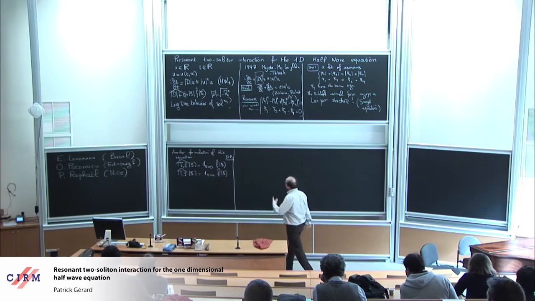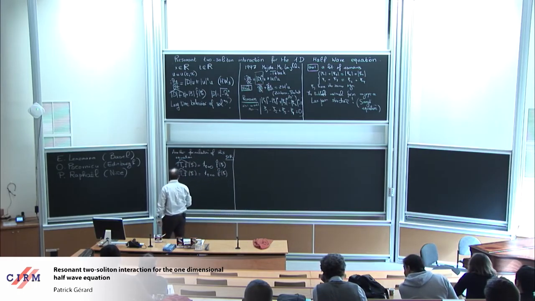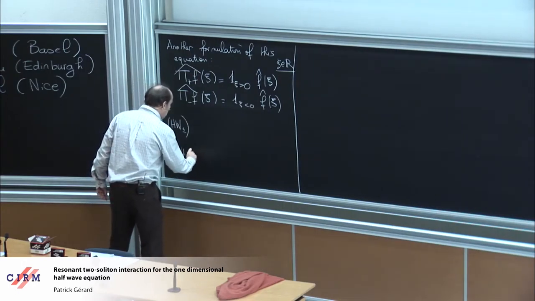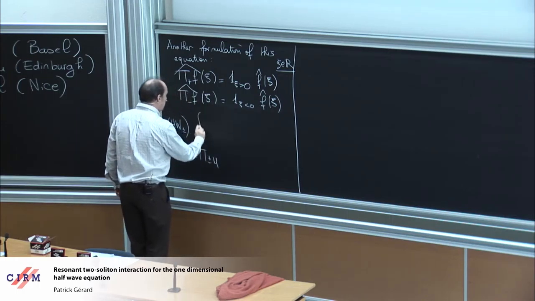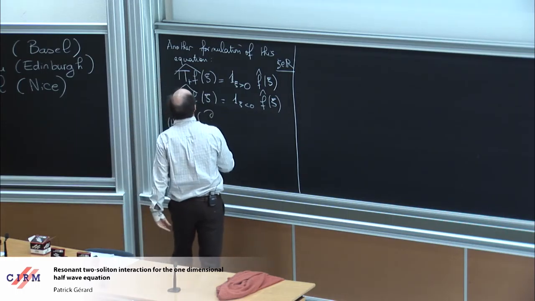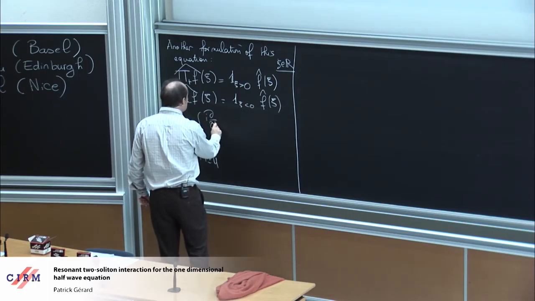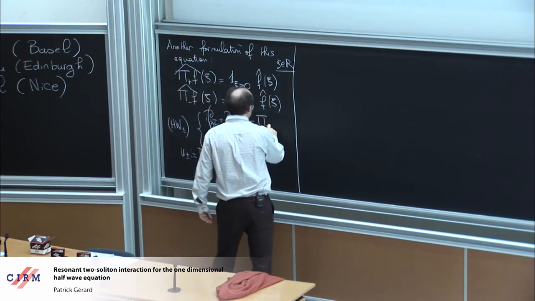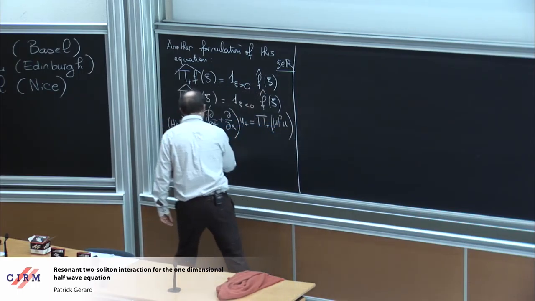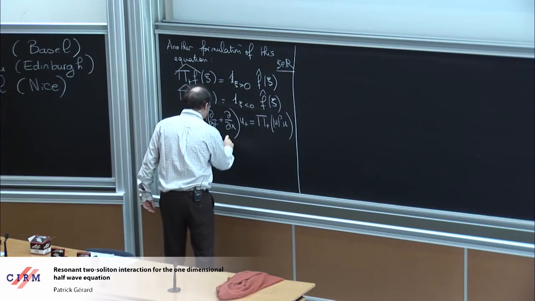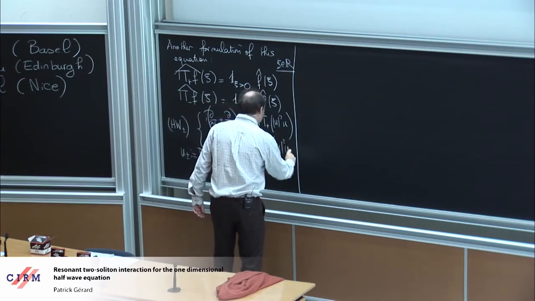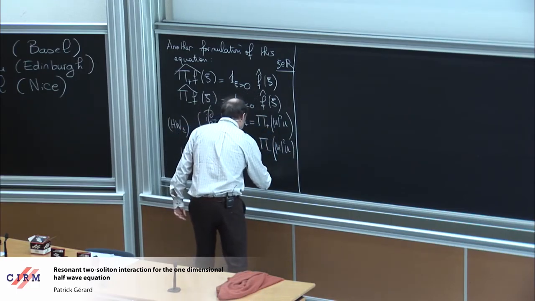And these operators can be used for writing H_W plus or minus slightly differently. If I write u plus or minus equals Pi plus or minus u, I have the following system of transport equations, which looks like this. i ∂_t plus ∂_x u plus equals Pi plus of |u|^2 u. And i ∂_t minus ∂_x u minus equals Pi minus of |u|^2 u. And u is u plus plus u minus.